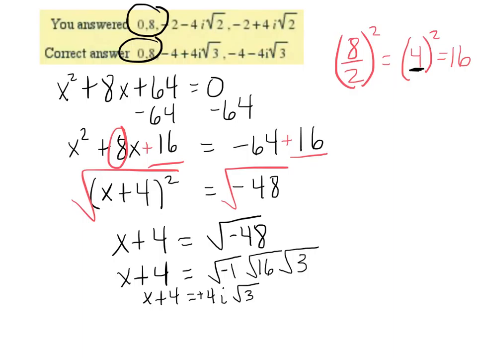And that's plus or minus. So all we have left is to subtract 4 from both sides. And our answer is going to be negative 4 plus 4i square roots of 3 and negative 4 minus 4i square roots of 3.